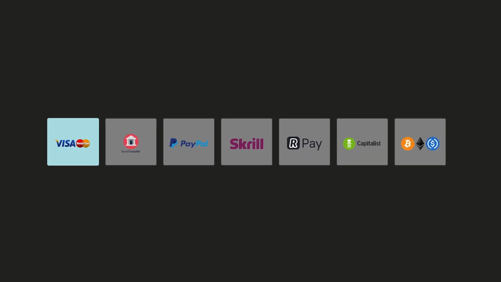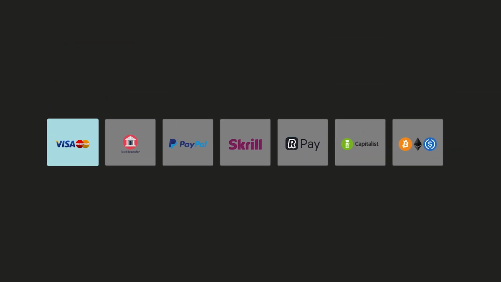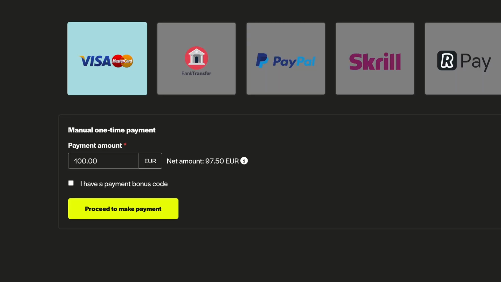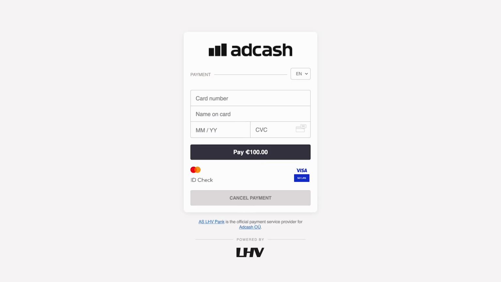Adcash supports several payment options, including credit card, bank transfer, PayPal, Skrill, Revolut, Capitalist, and cryptocurrency such as USDC, Bitcoin, and Ethereum. After selecting your payment method, click Proceed to make payment. You'll then be redirected to the payment provider to securely complete the transaction.